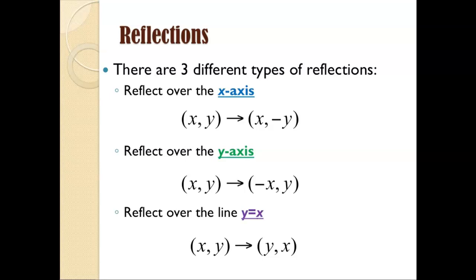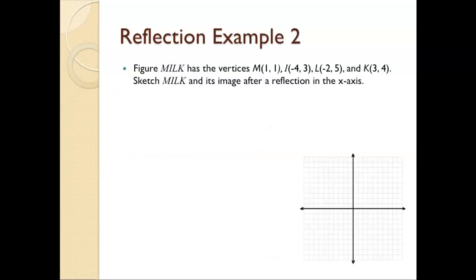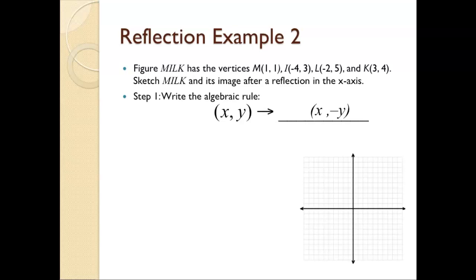Let's go ahead and take a look at example 2. Figure MILK has the vertices M at (1, 1), I at (-4, 3), L at (-2, 5), and K at (3, 4). Sketch MILK and its image after a reflection in the x-axis. Because it tells us that the transformation is a reflection in the x-axis, we can start by writing down the rule. So (x, y) becomes (x, -y). This means that x is going to stay the same, but your y-coordinate will become the opposite.